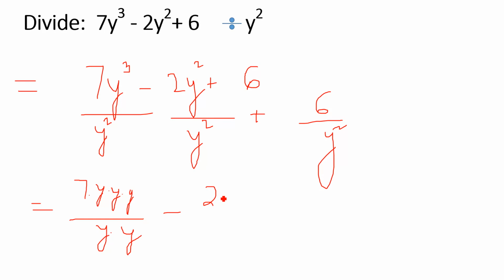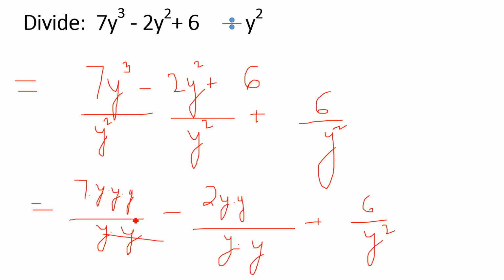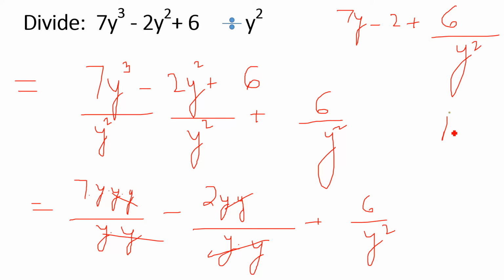Minus 2y square in the numerator, and similarly we have 2 y's in the denominator, plus 6 over y square. So see here, 2 y's will cross out 2 y's, only 7y is here. I can write down here 7y, and these 2 y's will cross out, leaving only minus 2. And the third one, there is no more simplification, so we say 6 over y square. And this is the answer.